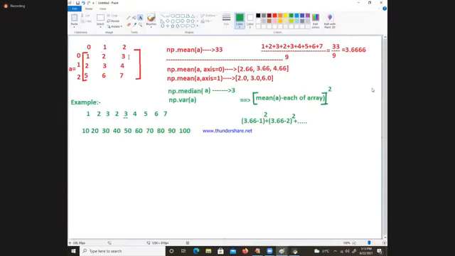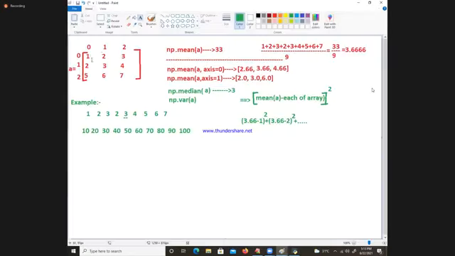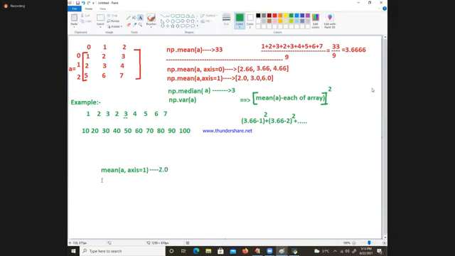Now you can get it, I think. Variance of this part. Take 1 plus 2 plus 3. What is the mean of A, comma, axis is equal to 1? What is the answer coming? First one, 1 plus 2 plus 3 by 3, 6 by 3, 2.0 is coming. Okay, very good.